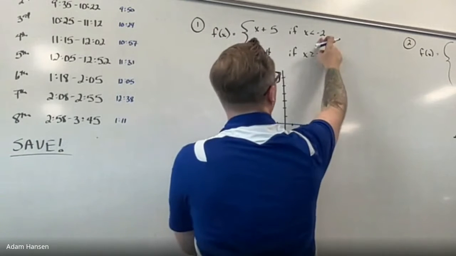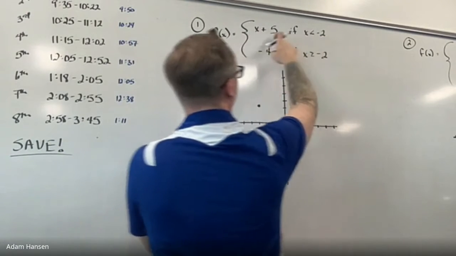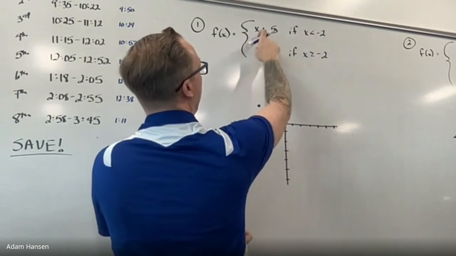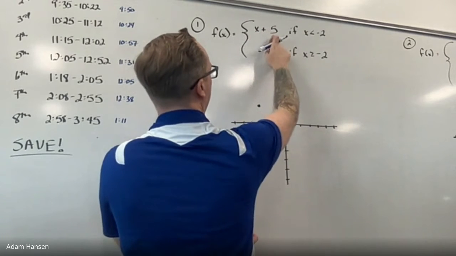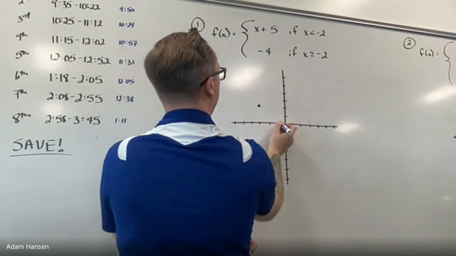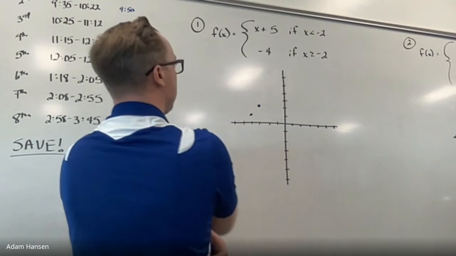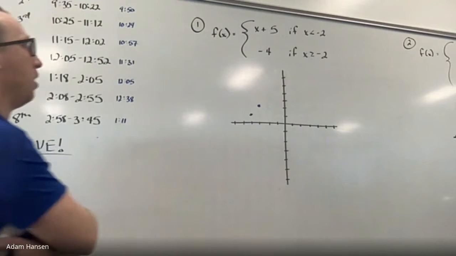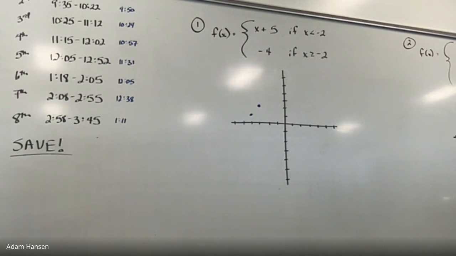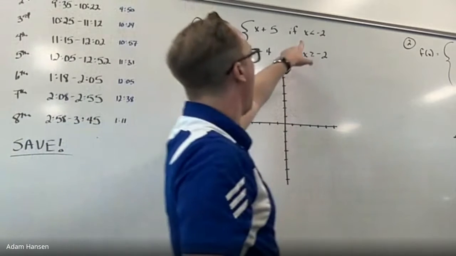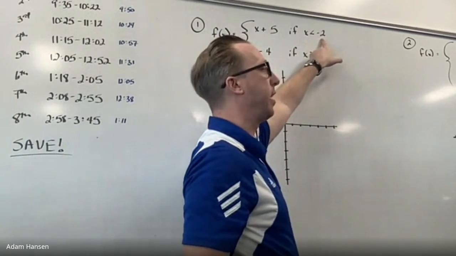For any x coordinate that's less than -2, just like -4, we can plug it into this to plot the point. -4 plus 5 would be 1. So left 1, 2, 3, 4. This graph would exist for any x value up to but not including -2.